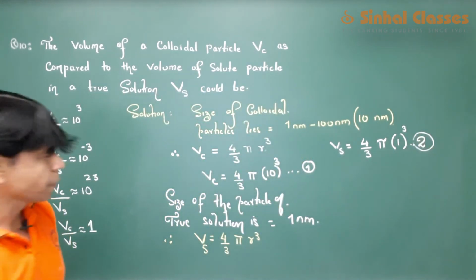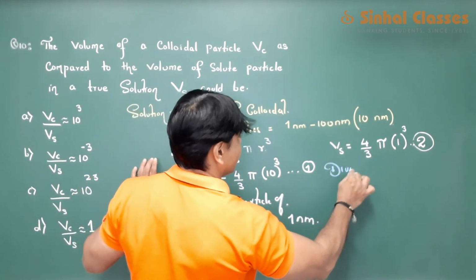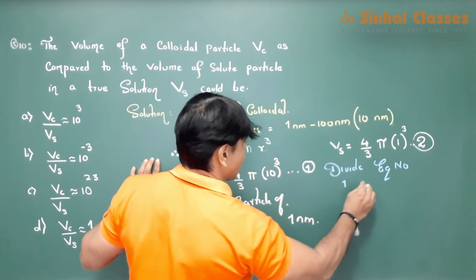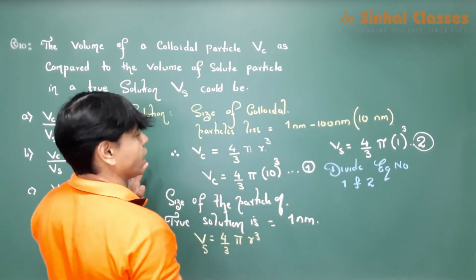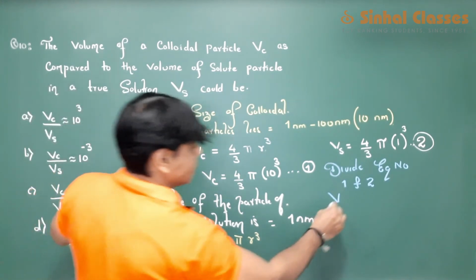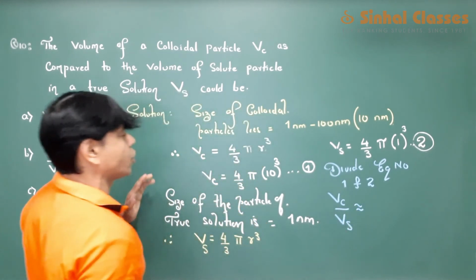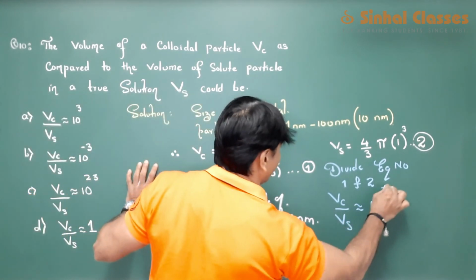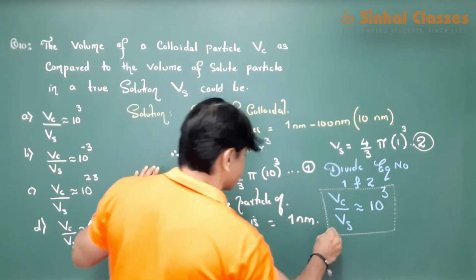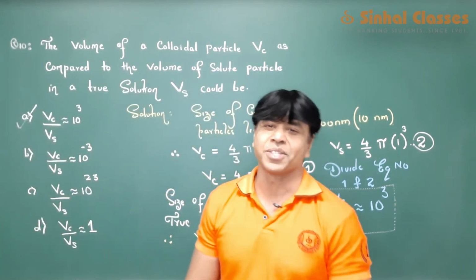Now when we divide equation number 1 and 2, we get Vc upon Vs is approximately equal to 10 raised to 3. So your answer for this question is option A is the correct answer.